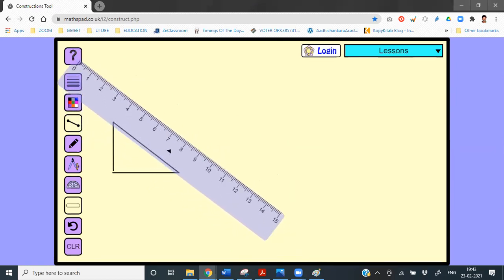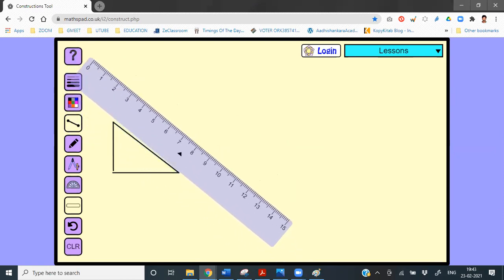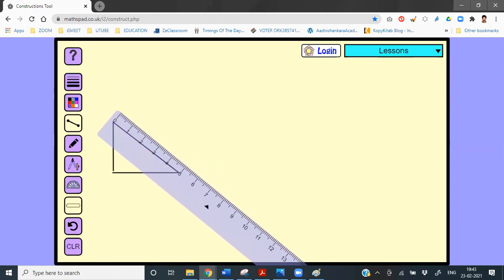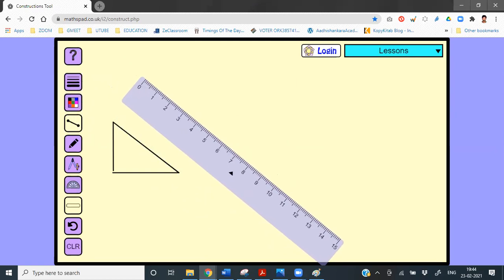What is Pythagoras theorem? In a right triangle, the square of the hypotenuse should be equal to the sum of the squares of the other two sides. So one side is 4, 4 square is 16, other side is 3, 3 square is 9. So 16 plus 9 is 25. If you take the root, you will get 5.